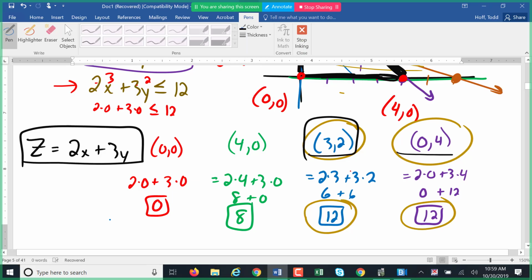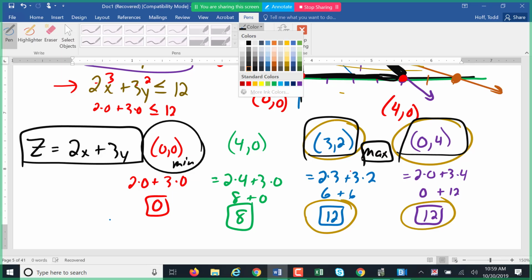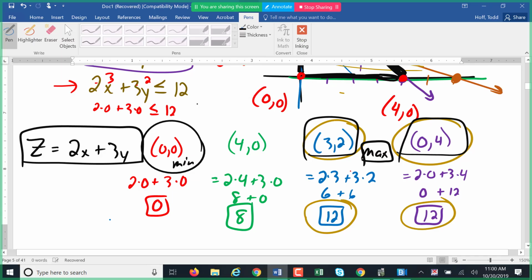So those both give us maximum values of the function. This one here gives us the minimum value, but that wasn't what we were looking for. So what's a practical situation where we would use something like this?